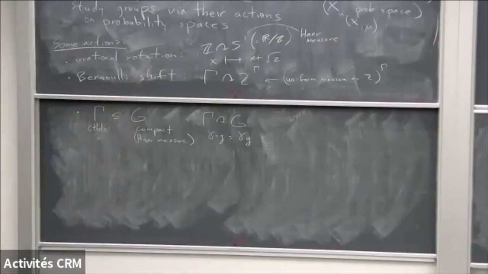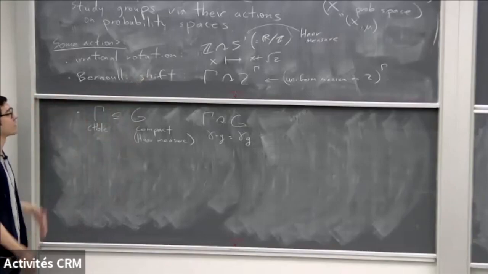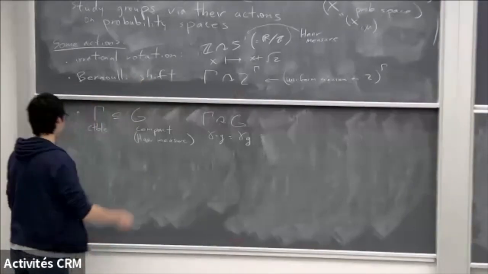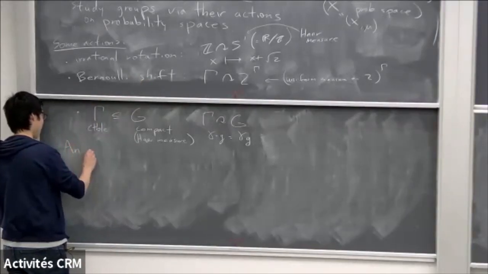In particular, these ones are all actually a bit nicer than just being actions on probability spaces. When I say an action on a probability space, I just mean it's a Borel action. I didn't mean that it had to preserve the probability measure, but I do want to talk about that. So, an action is PMP.